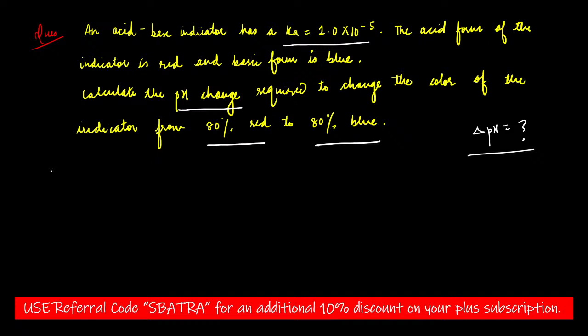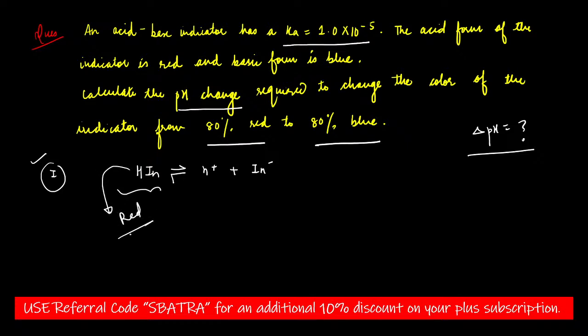So let's solve this question. So first part is, what is the reaction? We have to write down the indicator reaction. So indicator reaction is HIN in equilibrium with H plus and IN negative. So can I say this half will give you red color, because this is your acidic condition, and it is written acid form of the indicator is red. So definitely this is your acidic condition, acidic form of indicator is red, right? And this is your basic condition.